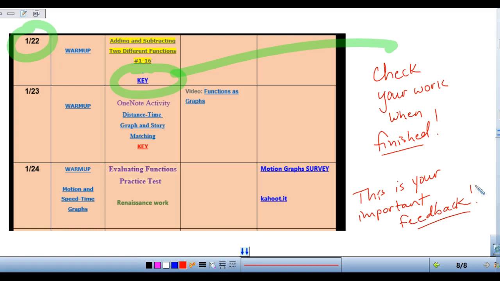Really, really important that you independently are able to complete all 16 of these today so that you can find out where your questions are so I can help you when next time we get to talk.